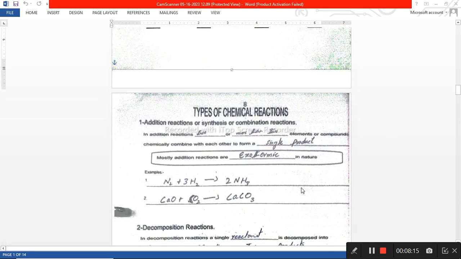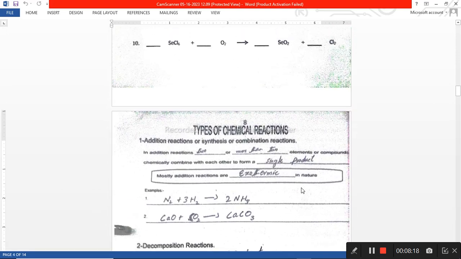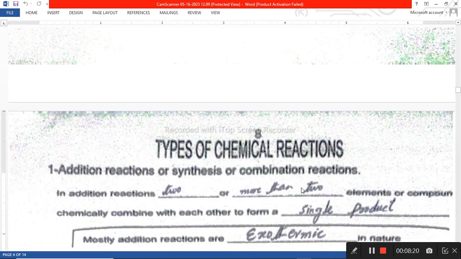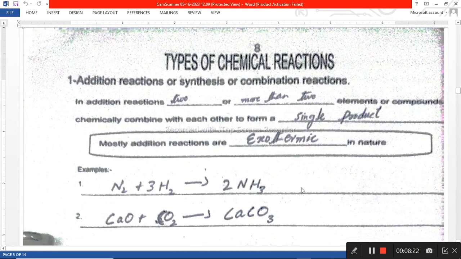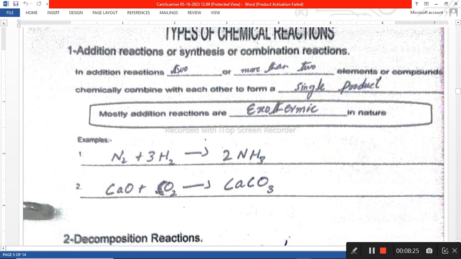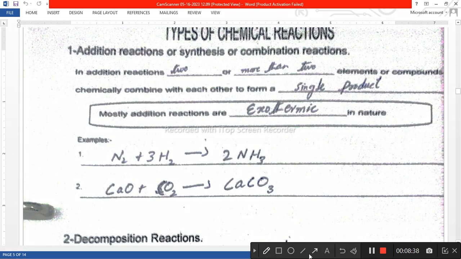Okay. So the next topic is types of chemical reactions. Addition reactions, or synthesis or combination reactions. In addition reactions, two or more than two elements or compounds chemically combine with each other to form a single product. What does addition mean? It means gathering something. Mostly addition reactions are exothermic.